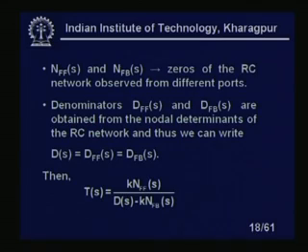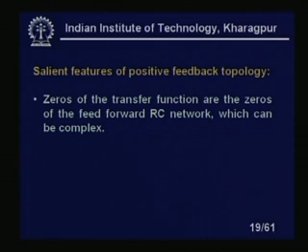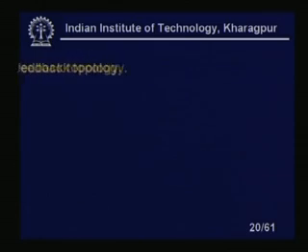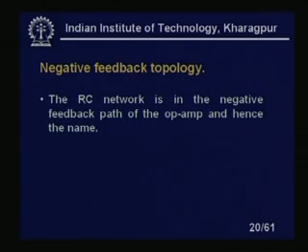Let us look at this. The poles of the transfer function depend on the zeros of the feedback transfer function and the factor k, that is the ratio of R2 and R1, and D(S). What is D(S)? D(S) is the poles of the feedback or feed forward transfer function. It depends on all these three factors. Now, negative feedback topology. If you look at the negative feedback, this RC network is in the negative feedback path of the op amp, and hence the name negative feedback topology, clear.